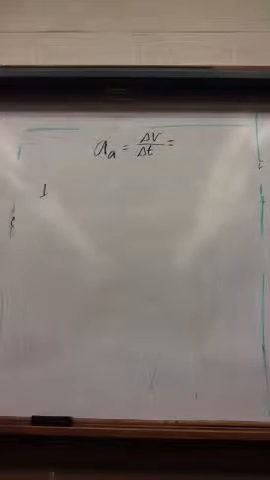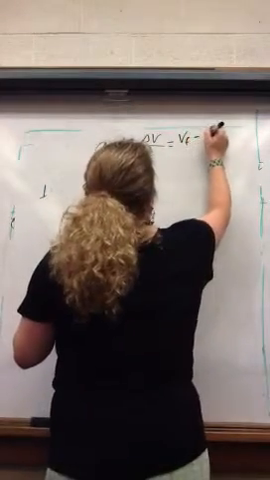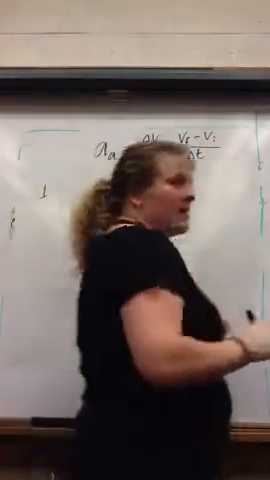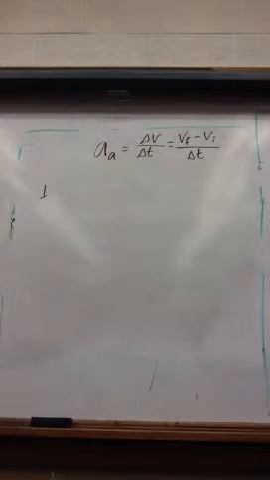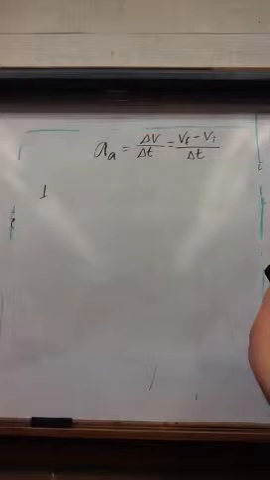What's another way we can express change in velocity? How do you find your change in velocity? Final velocity minus initial. So v sub f minus v sub i over delta t. That's going to become important. We're going to start deriving some wonderful equations later today. I think I assigned 2, 4, and 5.